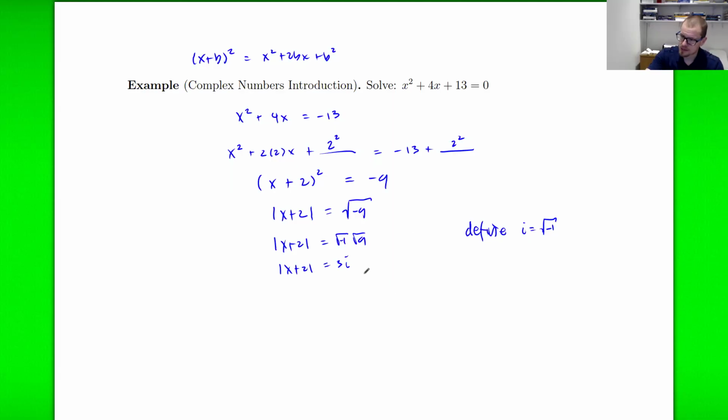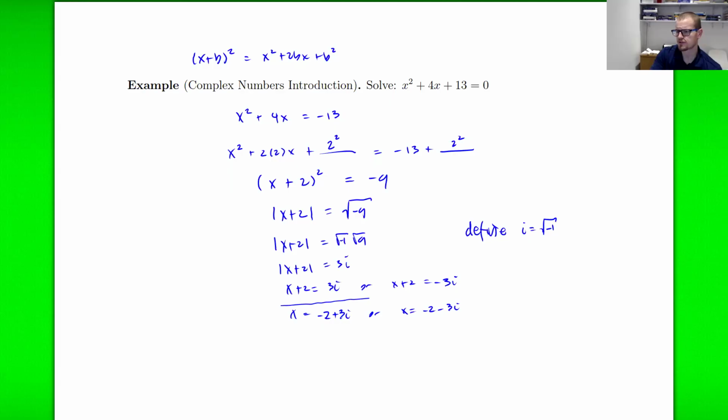Okay, so 3i. Feels weird, but it's okay. This gives us x plus 2 is equal to 3i, or x plus 2 is equal to negative 3i. We don't handle the absolute value equation any differently. We subtract 2 to find x is equal to negative 2 plus 3i, or x is equal to negative 2 minus 3i.